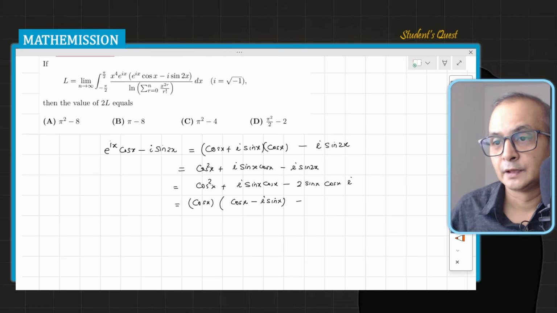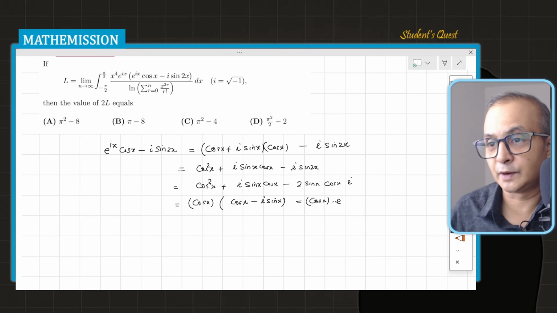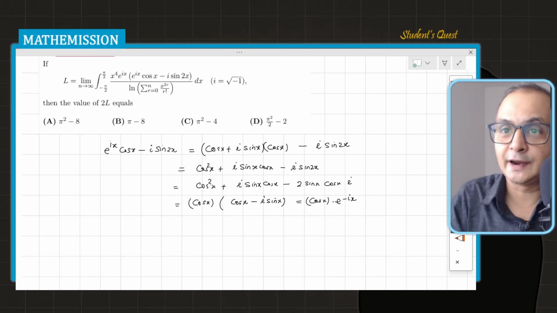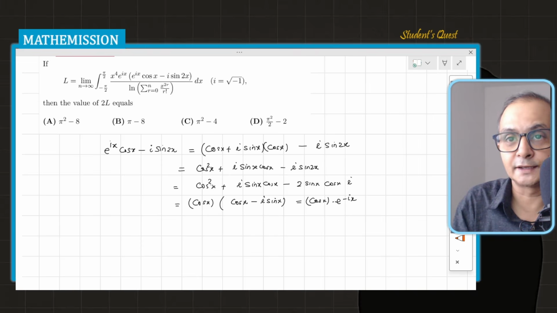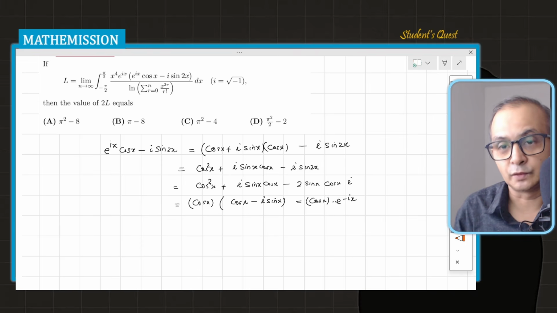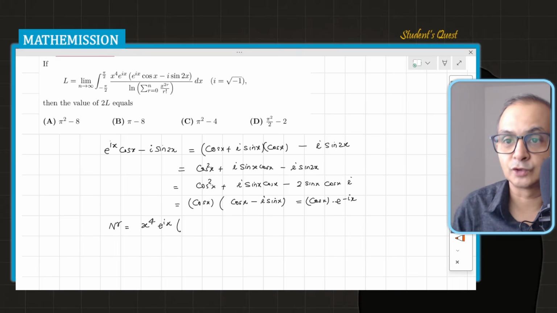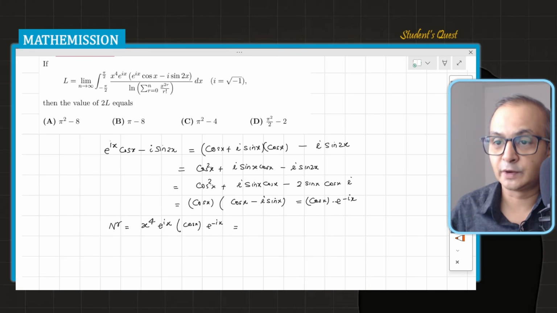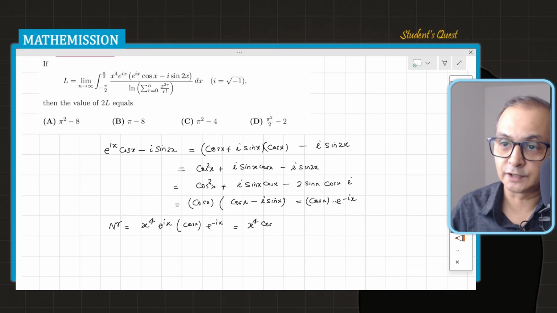And that's all. Because this will now lead us to cosine x, and this can be written as e to the power minus i sine, ix rather. And you notice that if I can write this whole thing as e to the power minus ix, the numerator is directly x to the power 4, e to the power ix, and this whole thing is cosine x times e to the power minus ix. So if you club these two together, it will become e to the power 0, that is 1. So numerator is only x to the power 4 cosine x.